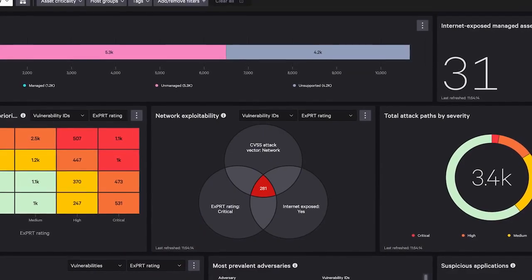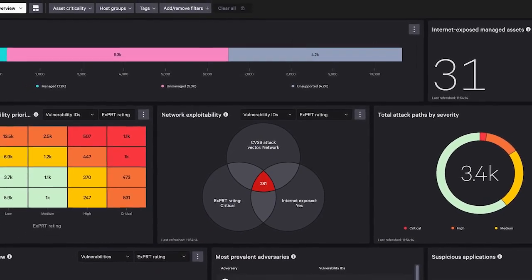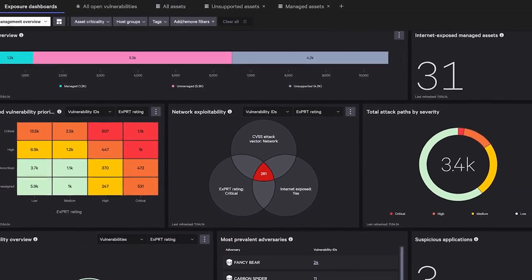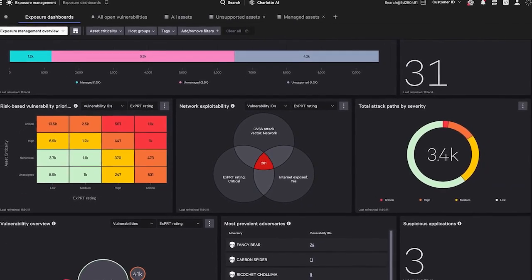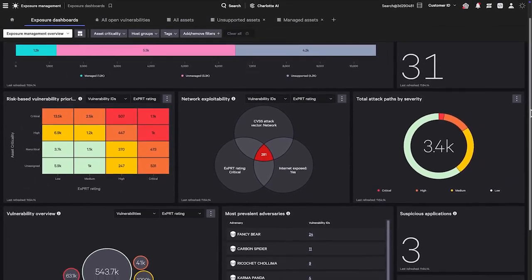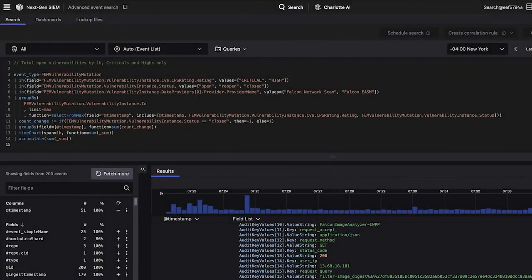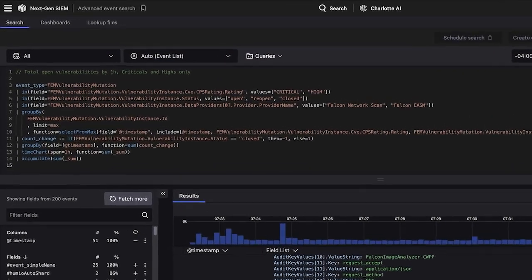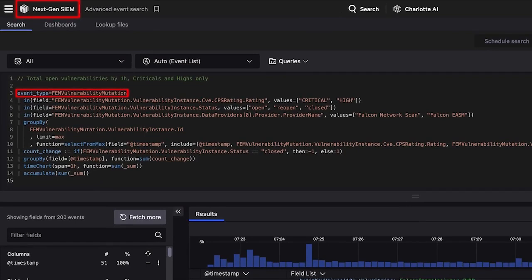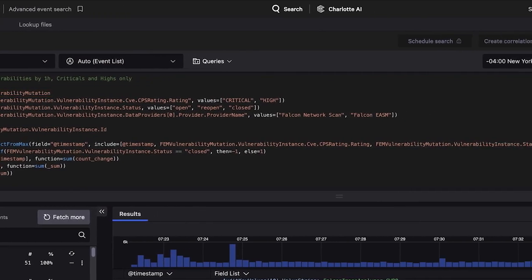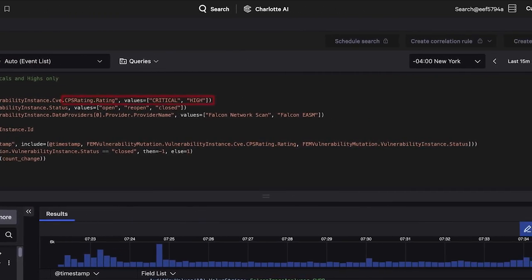Powered by AI, Falcon Exposure Management surfaces the most critical vulnerabilities, and Charlotte AI transforms them into clear business impact. Here's how it works. First, we create a workflow that pulls vulnerability data from Falcon Exposure Management and Falcon Next-Gen SIEM. Here, we collect key details like a CrowdStrike prioritization score delivered by Expert AI, which ranks vulnerabilities based on exploit status, adversary intel, vendor prevalence, and more.